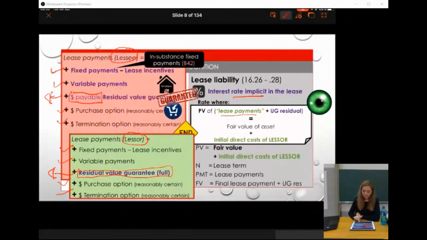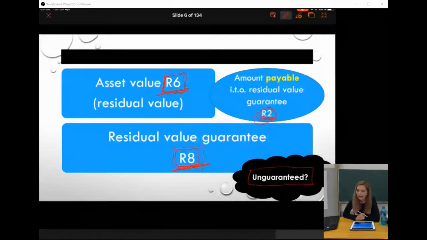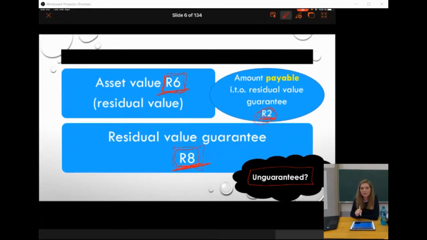So what we are saying here is that the amount payable in terms of the residual value guarantee, that's R2. That's the unguaranteed portion that needs to be included. Now, the R2 is part of the residual value guarantee. I will only have an amount payable in terms of the residual value guarantee if my actual asset value, the residual value of the asset at the end of the lease, is lower than the residual value guarantee.